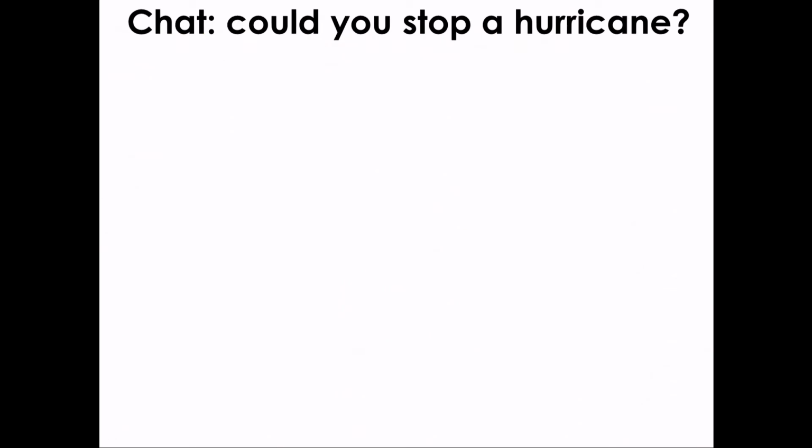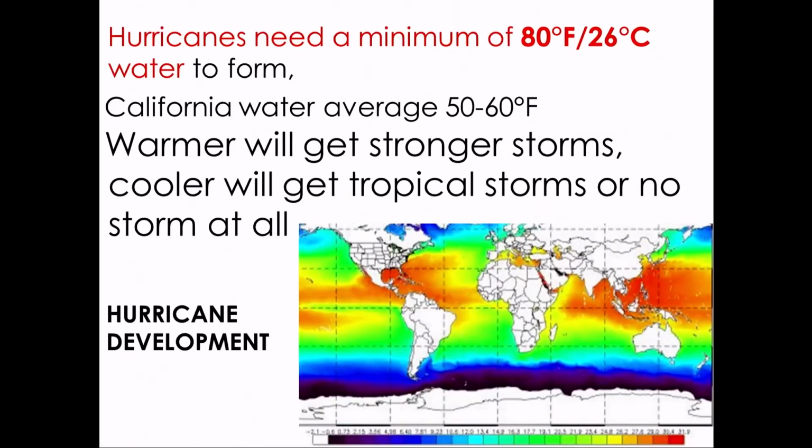Now, raising up that question of could you stop a hurricane? Well, if we look back at the temperature, you need a minimum temperature to get a hurricane. If it's not at least that temperature, you can't get a hurricane. So you might think maybe you could drop ice in the ocean or cool it down with an iceberg or something.